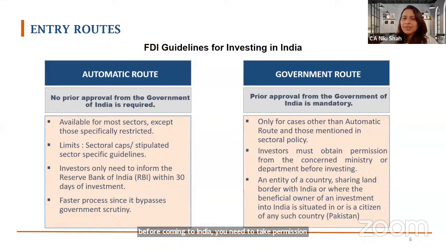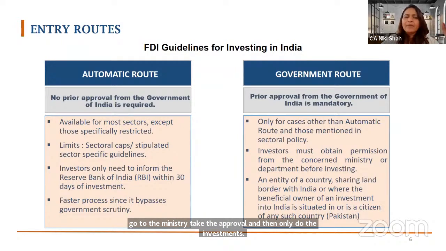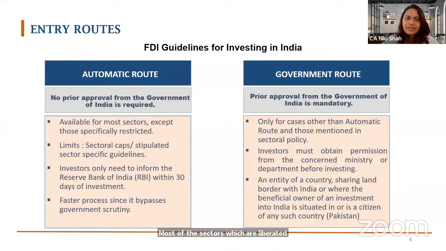There are sectors which are specified that will get covered under the approval route, for which you need to go to the ministry, take the approval, and then only do the investments. Whereas under the automatic route, most of the sectors are liberalized, and you can bring funds into India in those sectors. There is only intimation that you need to do to RBI about the funds coming in within the stipulated time period. It's a faster process. Our experience says 95% or maybe even higher than 95% of the cases that come into India are under the automatic route, because there are very few sectors that are today under the government approval route.